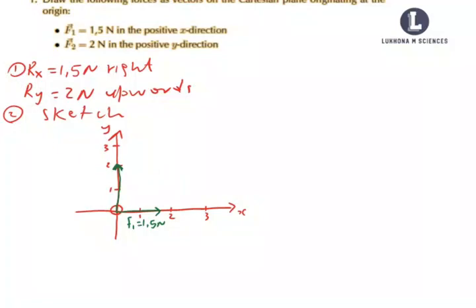Okay, let me just write it here. F2 is equal to 2 newtons, this one. So we need the resultant force. If you are pulling the object in this direction and someone is pulling the object in this direction, the object will move in this direction. In the end it will move in this direction, right?